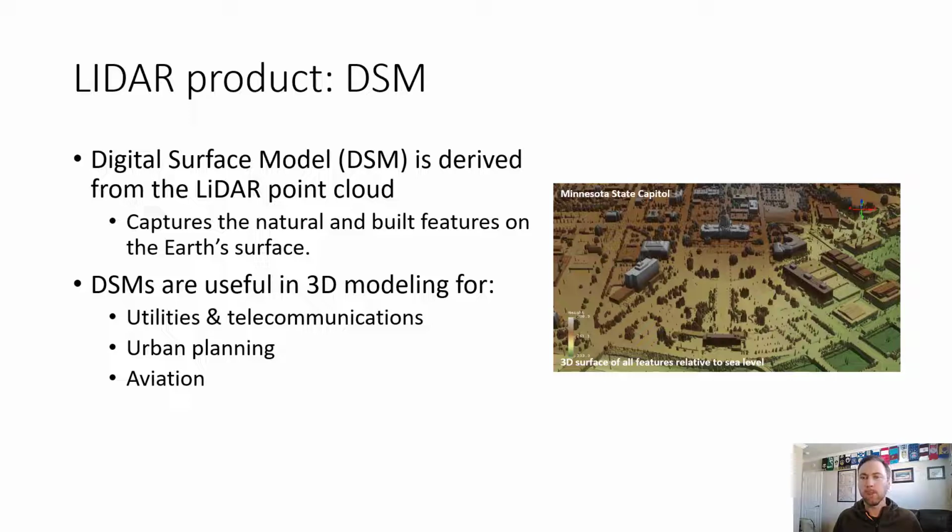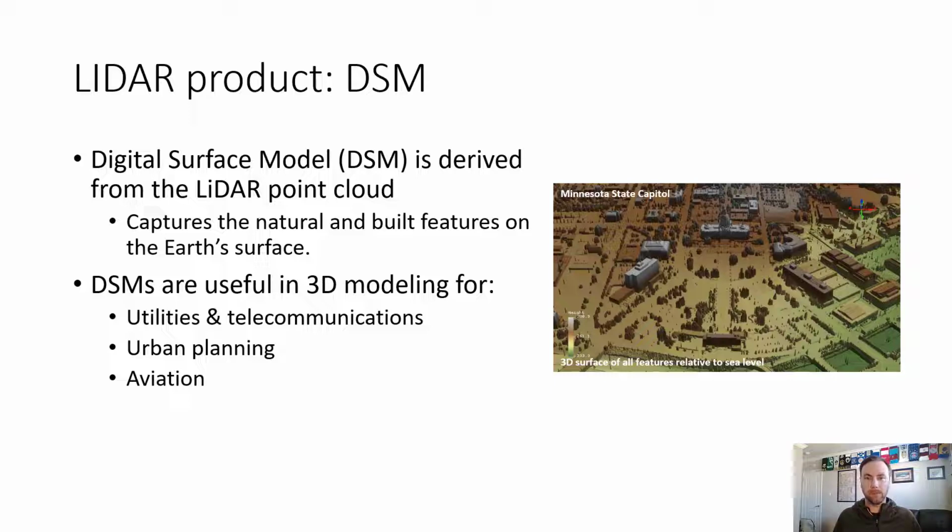But because LiDAR is a continuous pulse of light from an origin to the surface, it can detect where the first bounce is versus later bounces. What that essentially means is that we can detect when a light pulse hits the roof of a building or the top of a tree versus when it then hits the ground beneath those features, right? So a DSM is just what we call a first return extraction.